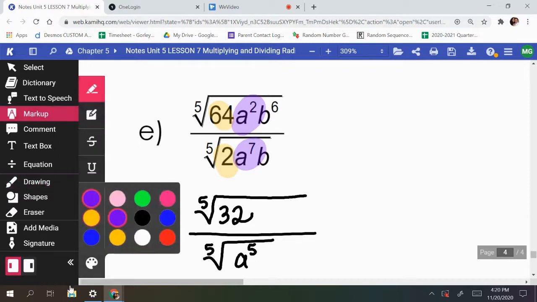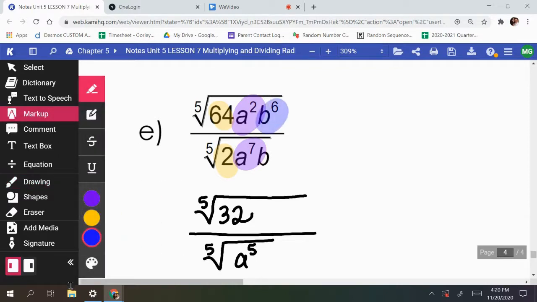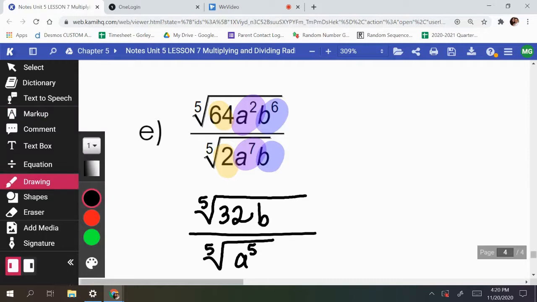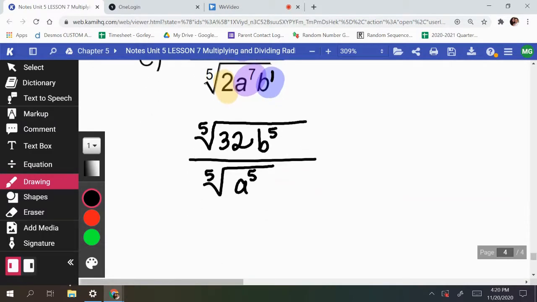If I'm looking at the b's, we have b to the 6th over b to the 1st, right? Where are there more b's? There's more b's on top. How many more? 5 more, right? Because this is really b to the 1st. Okay, so it's going to look something like this. So now let's see if I can reduce it.